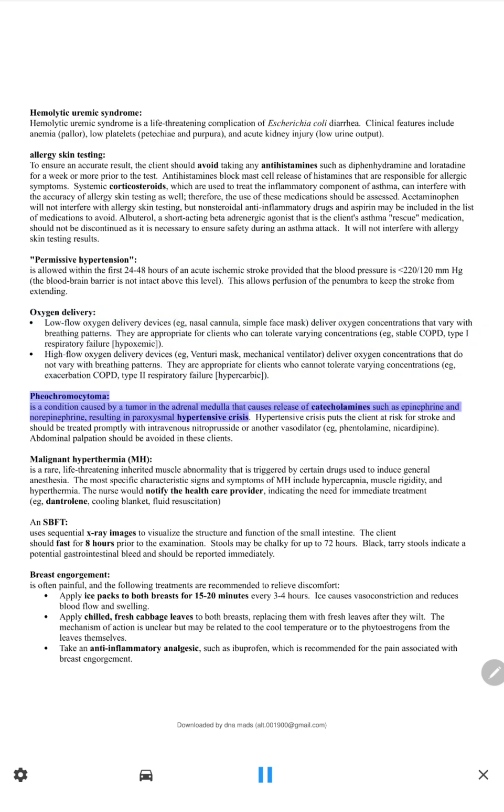Pheochromocytoma is a condition caused by a tumor in the adrenal medulla that causes release of catecholamines such as epinephrine and norepinephrine, resulting in paroxysmal hypertensive crisis. Hypertensive crisis puts the client at risk for stroke and should be treated promptly with intravenous nitroprusside or another vasodilator, e.g., phentolamine, nicardipine. Abdominal palpation should be avoided in these clients.